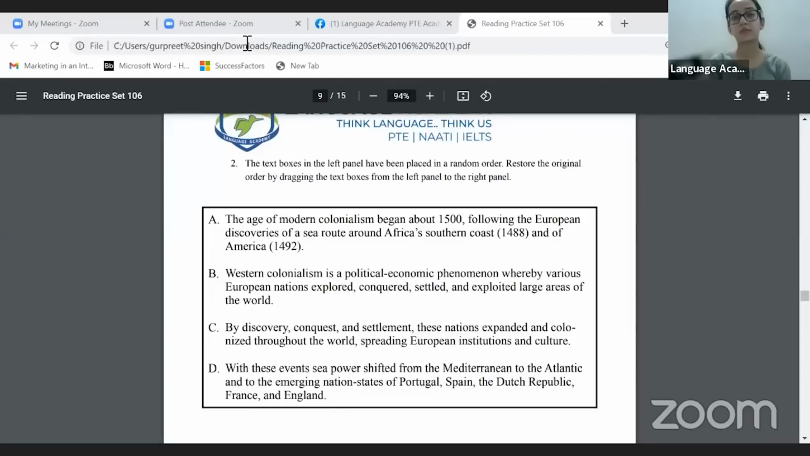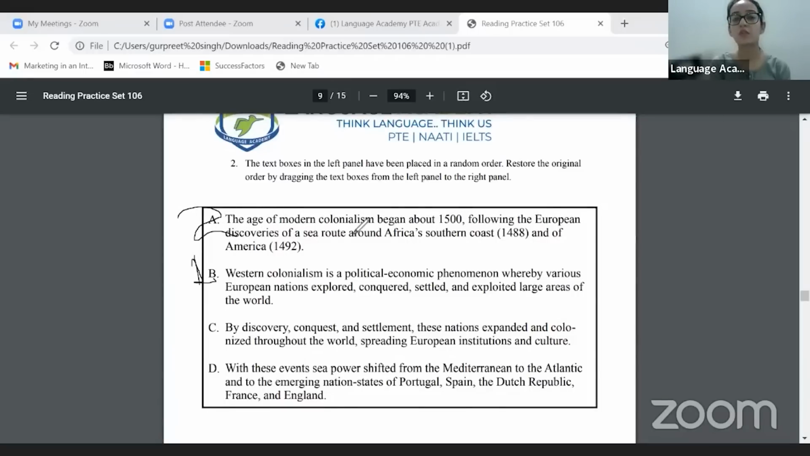Should be done. Was very easy again. The first sentence is a definition. Western colonialism is a political economic phenomenon whereby various European nations explored, conquered, settled, and exploited large areas of the world. This was a definition. And then the next one is A. I'll tell you the reason.